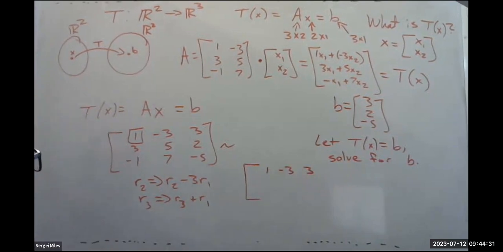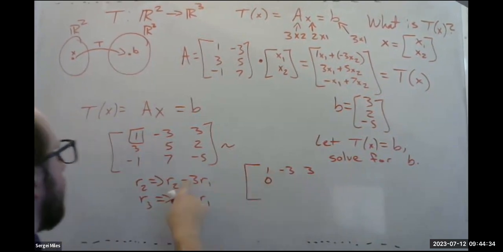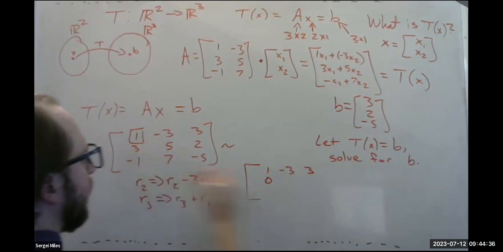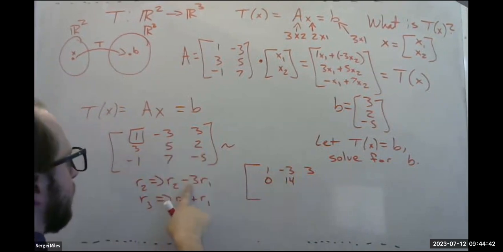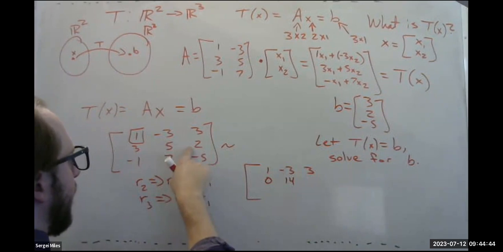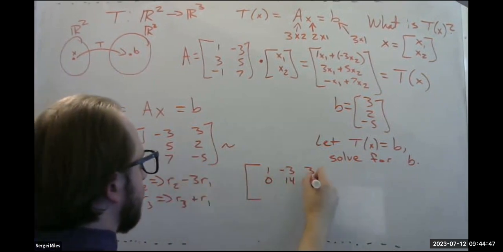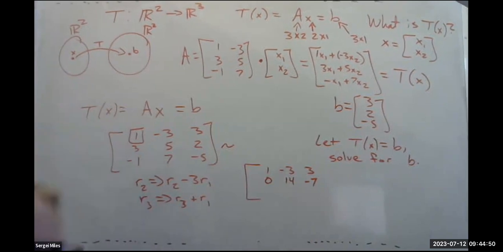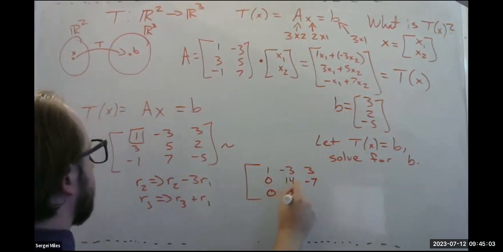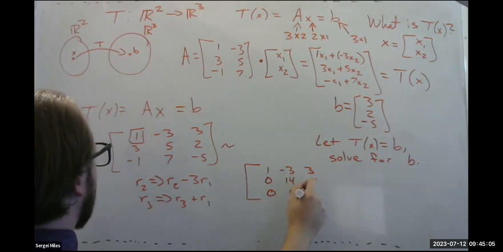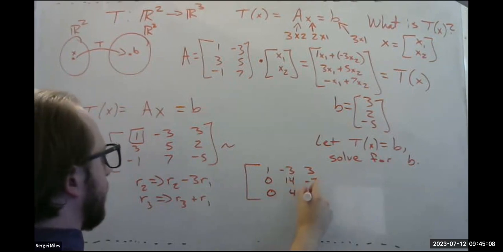For the second row, we're going to have 0. -3 times -3 is a +9, so 14. 3 times -3 is a -9. So when I add here, we're going to get -7, if I've done this correctly. Yeah, I think so. -3 times 3 is -9, -7. Good. I'm going to add row 1 to row 3. So 0, 4, -2.